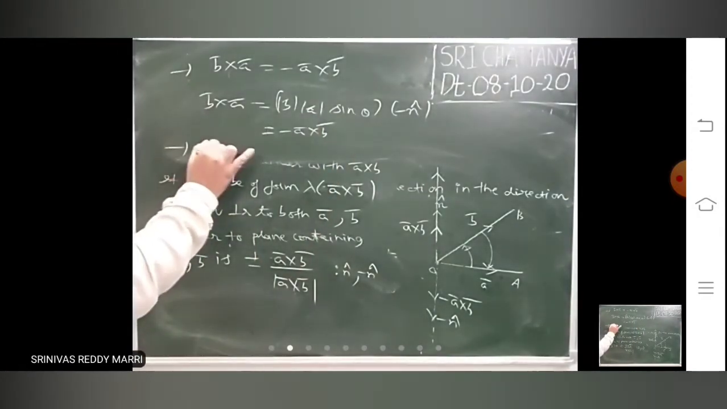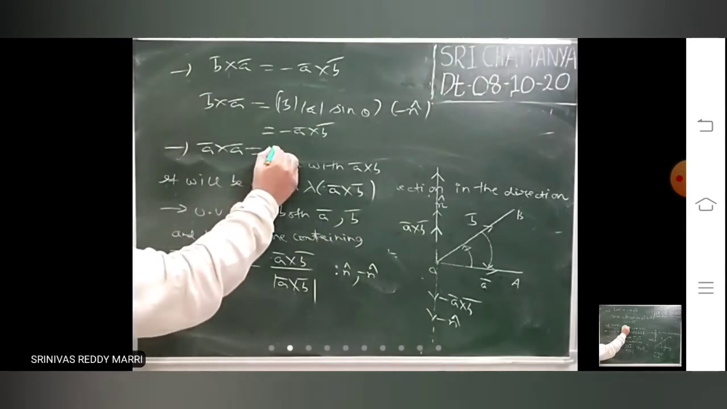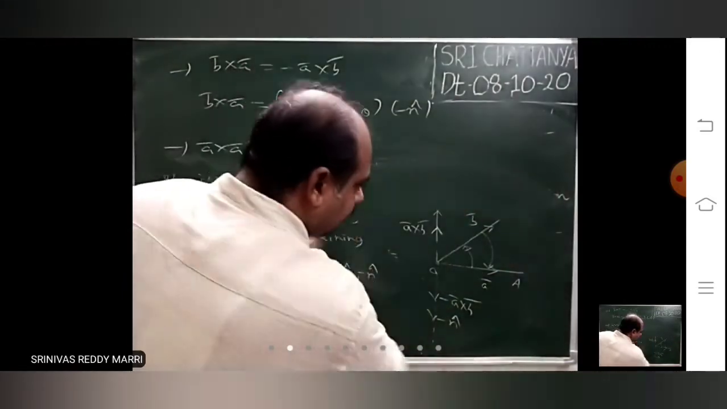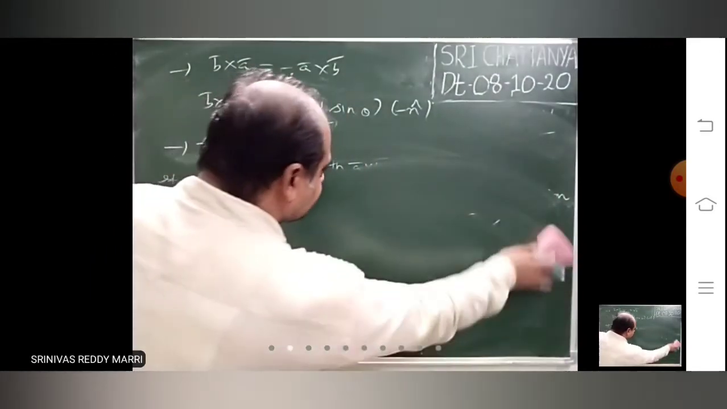Like that. A bar cross A bar is nothing but 0 bar. Same vector means theta is 0. That means sine theta is 0. Like that. So next.